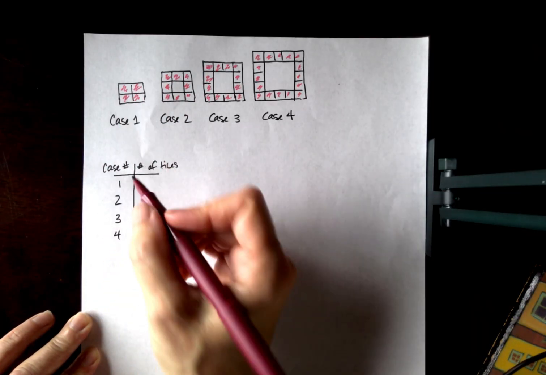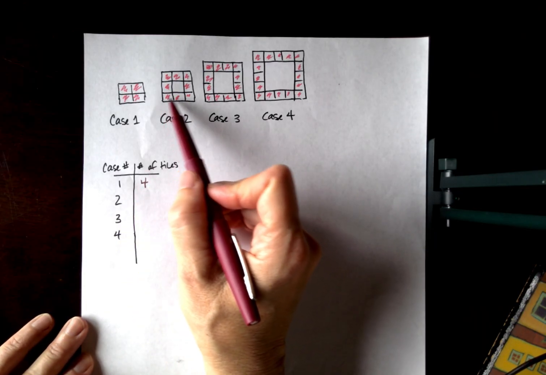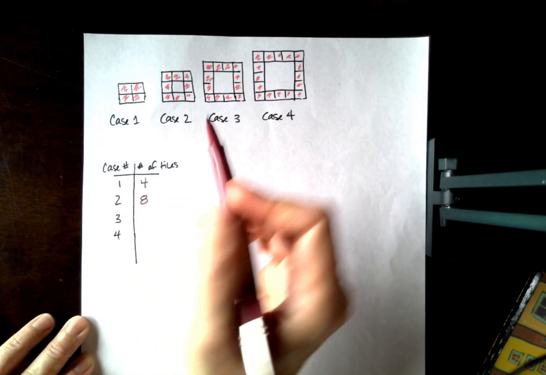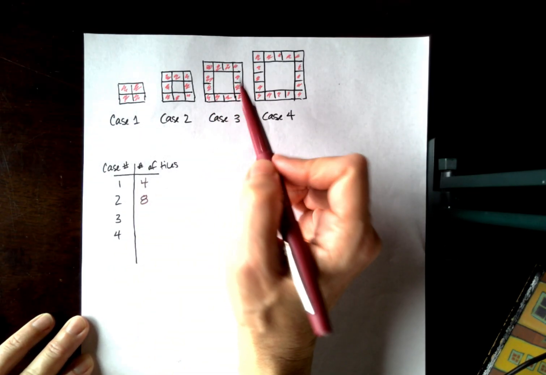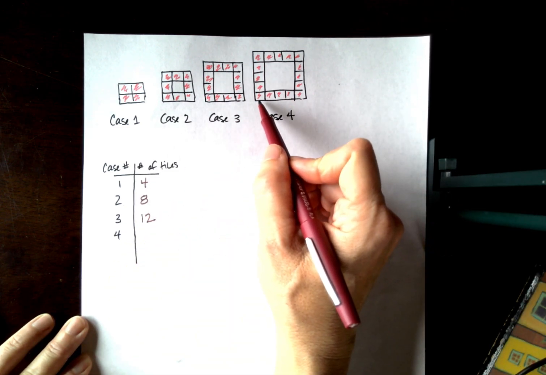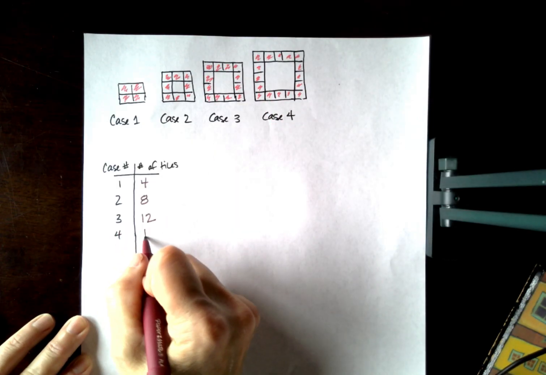So case number 1, I think, has 4 tiles that are shaded. Case number 2 has 3, 6, 7, 8 tiles that are shaded. Case number 3 has 4, 8, 9, 10, 11, 12 tiles that are shaded. And then case number 4, let's see, that's 5, 10, 13, 16 tiles that are shaded.